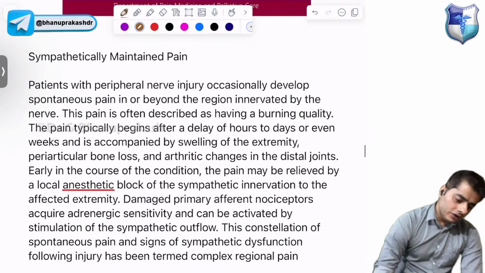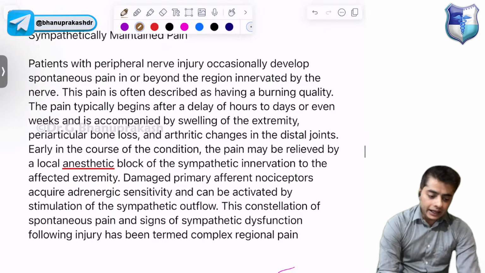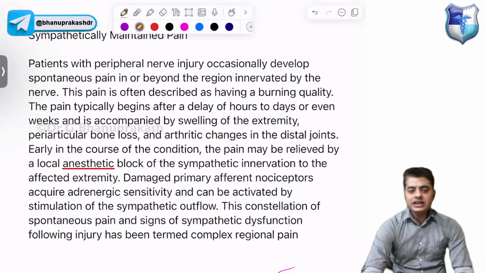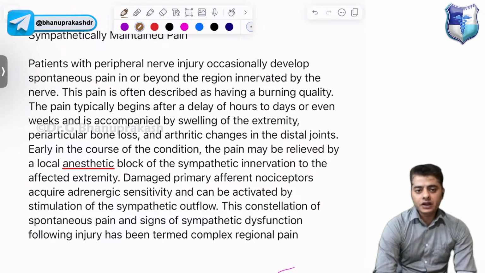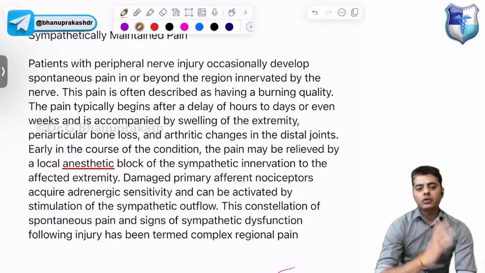There is also another type of pain known as sympathetically maintained pain. Now, what does this mean? Any patient who has a peripheral nerve injury occasionally develops a spontaneous pain in or beyond the region which is innervated by that nerve. And this pain often has a burning quality.